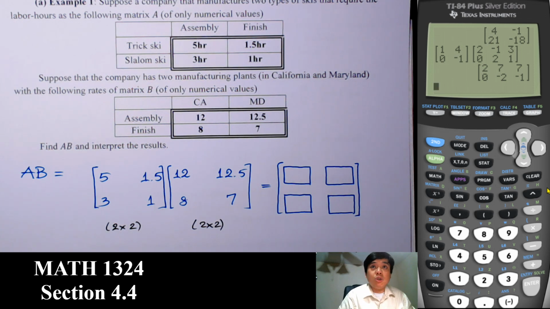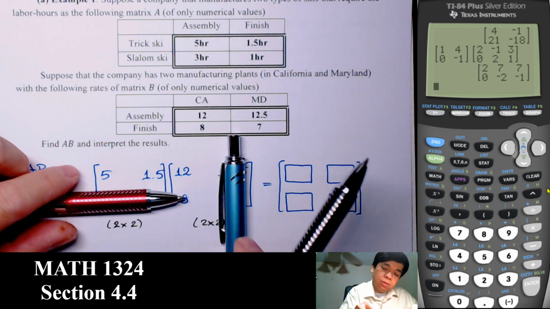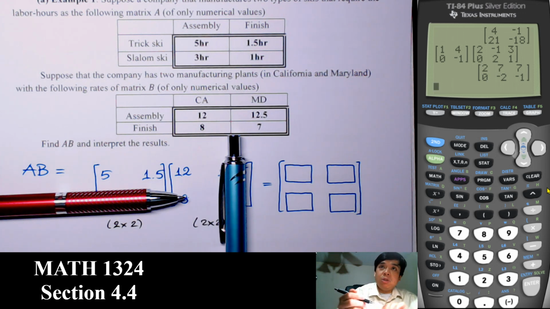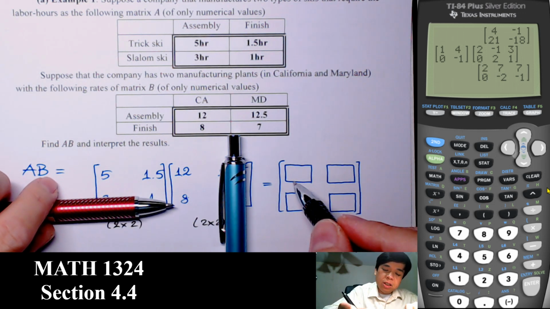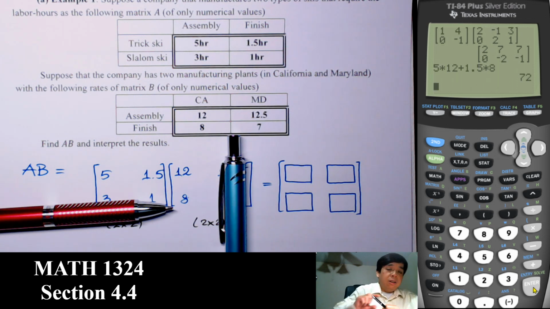Right, so just multiply first and then we interpret the result later. So row times column. If we take the first row times the first column, we're going to have the first row first column entry 5 times 12 plus 1.5 times 8. I'm just going to use this: 5 times 12 plus 1.5 times 8. That gives us 72.